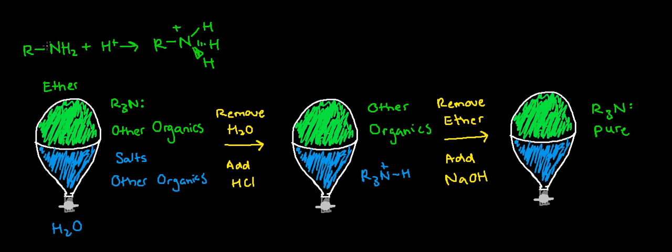If we have an amine and it becomes protonated, it becomes what is known as an amine salt. And an amine salt is much more soluble in things that are polar than in its previous state where it is not protonated. So we're going to use this idea to separate it from the other crap from our reaction.